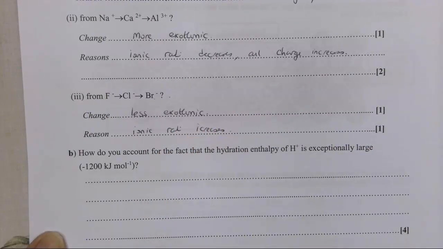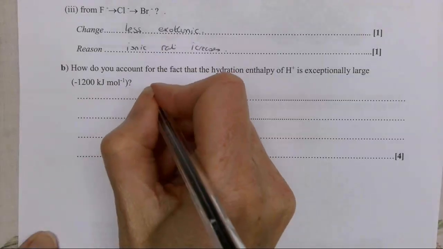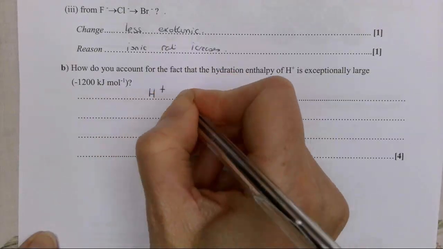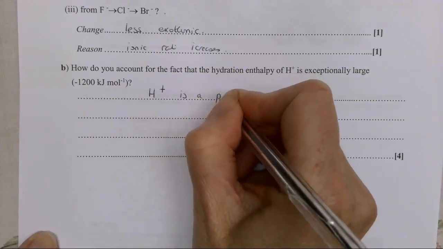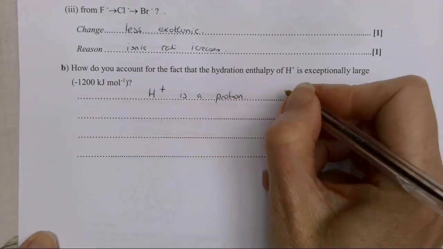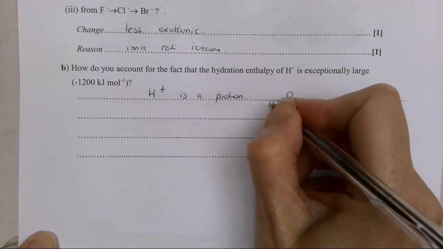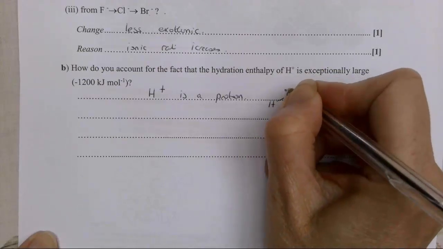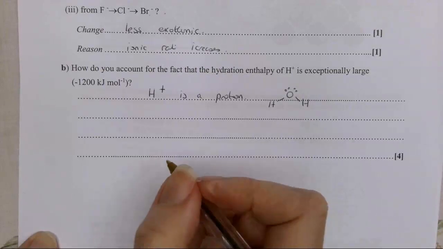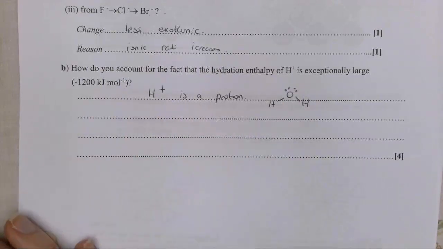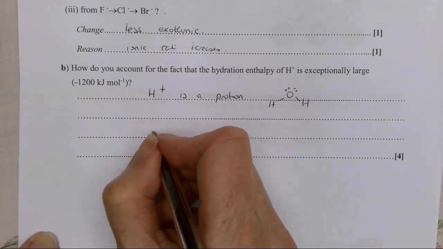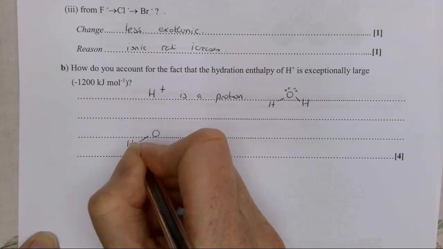So the last question here, how do you account for the fact that the hydration enthalpy of H positive is exceptionally large? Well, let's have a think a bit about what a hydrogen ion is. A hydrogen positive ion is a proton. And if we think about what the water molecule looks like, it looks like this, where we have that lone pair on there. When we put those two together, instead of getting a hydration between the two of them, we actually get a full-blown covalent bond.